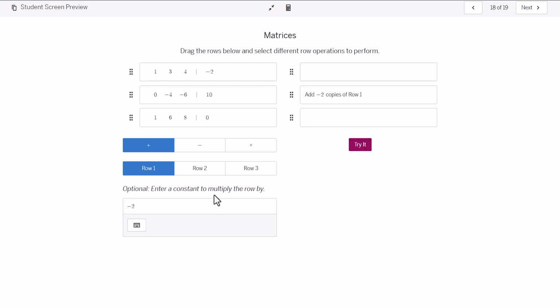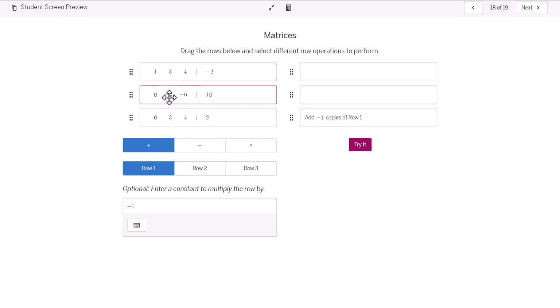So I got that. Then I can see I want this as 0, so why not take -1 of row 1, and that would take -1 times 1, which would be -1, add to this. I got my 0, so that looks good.